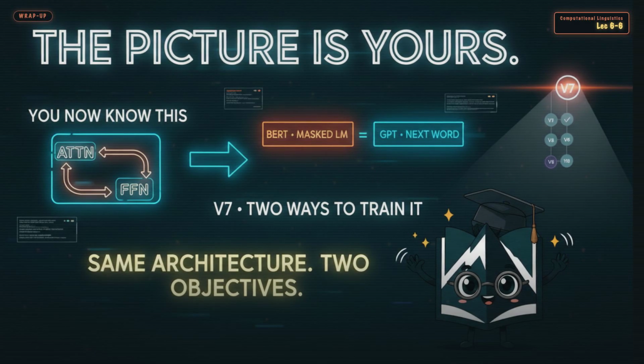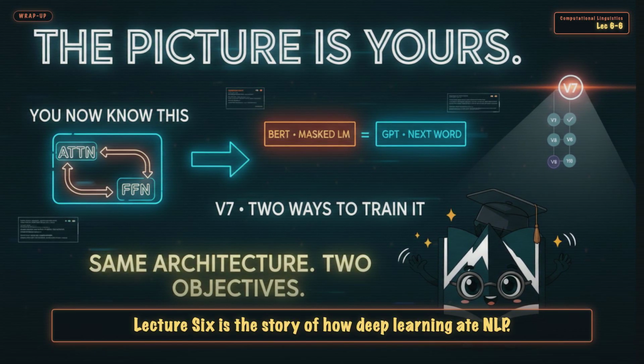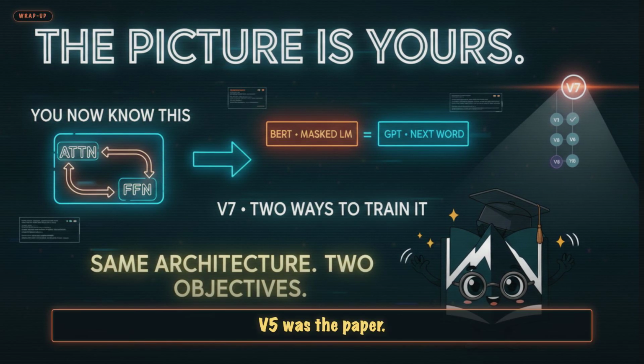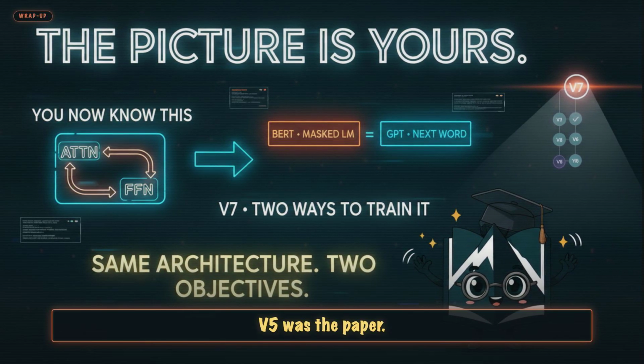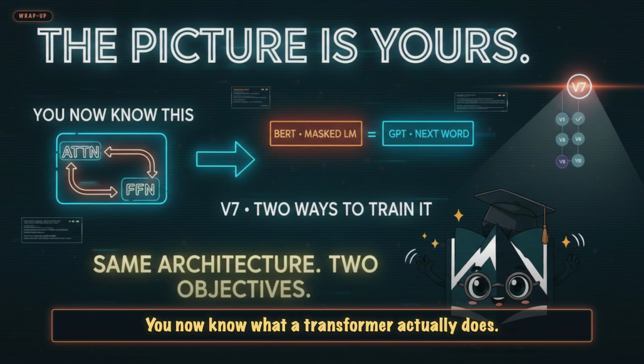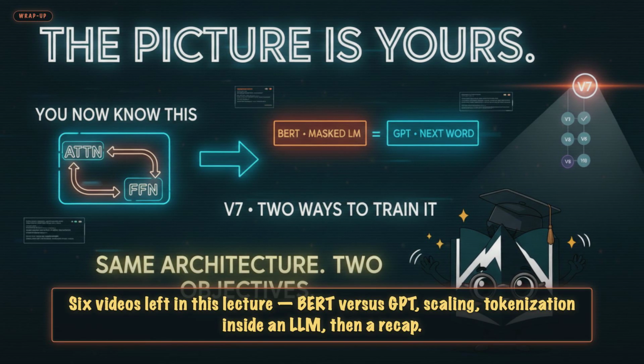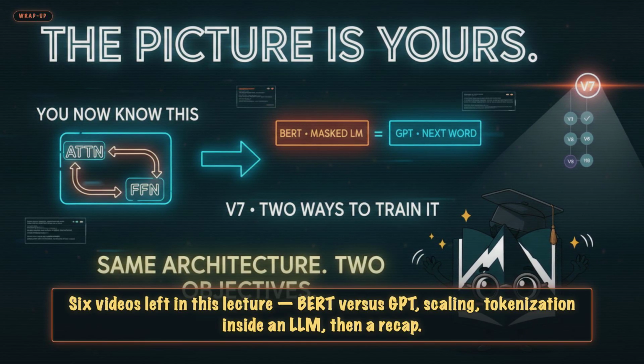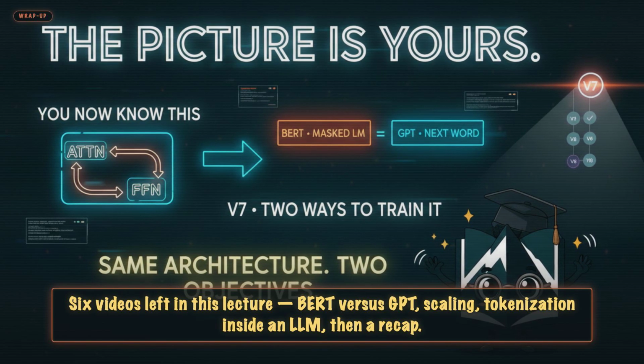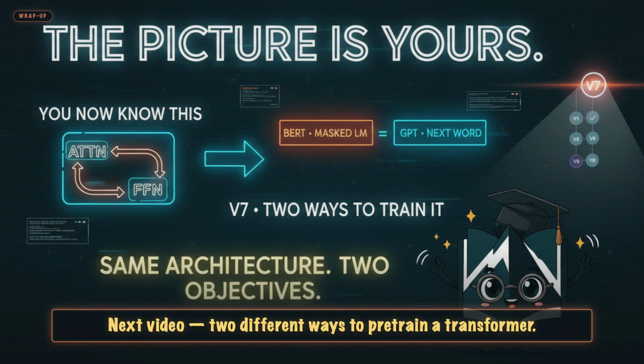Back to the puzzle. Lecture 6 is the story of how deep learning ate NLP. V5 was the paper. V6 was the picture. You now know what a transformer actually does. 6 videos left in this lecture. BERT versus GPT. Scaling, tokenization inside an LLM. Then a recap.